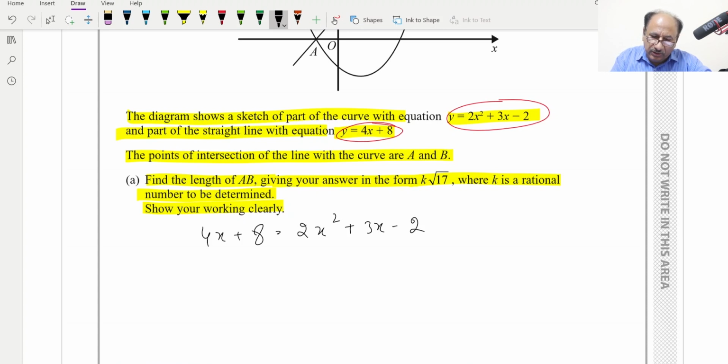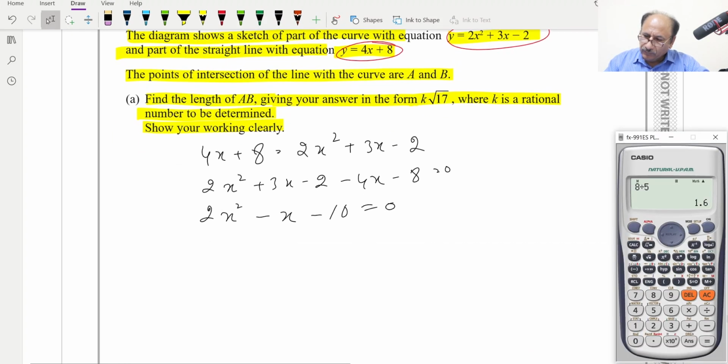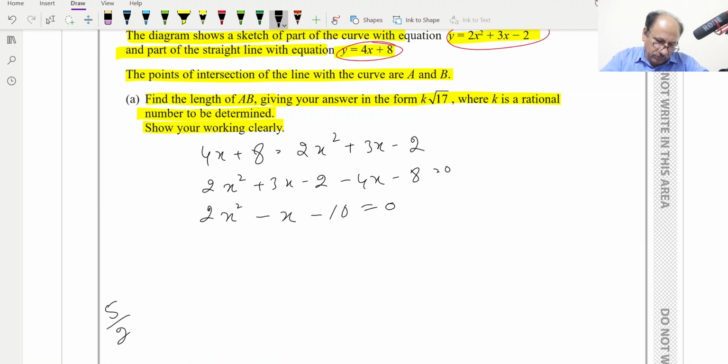So we can simplify, we'll shift everything to one side. 2x square plus 3x minus 2 minus 4x minus 8 is equal to 0. Now rewrite the equation and simplify, adding like terms. 2x square minus x minus 10 is equal to 0. This will be our quadratic equation which we need to factorize, and to factorize we are using the calculator. Mode 5 3, and the coefficient of x square is 2, coefficient of x is minus 1, and the constant value is minus 10. So we'll be getting 5 by 2 and minus 2.